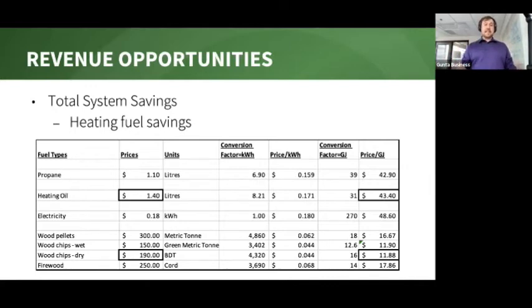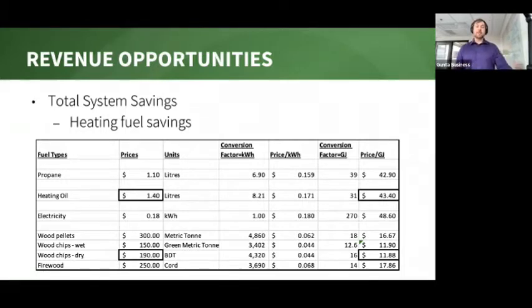So as you can see here in Teslin and many communities that we work with, this is the variable difference. This is $43.40 per gigajoule of heating oil versus $11.88 per gigajoule for dry wood chips. And when you look at firewood, it's in the same realm, and wood pellets is right in that same ballpark. And then you really do see electricity and propane not being that much better alternatives other than heating oil.